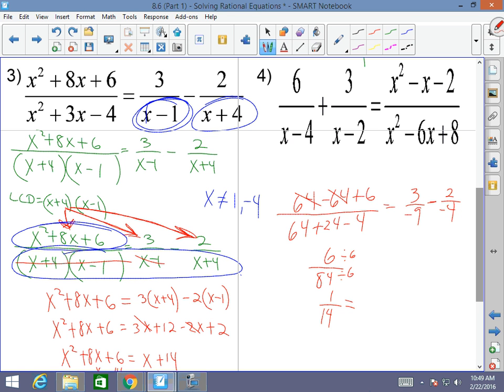I've got negative 3/9, which is negative 1/3. And that's a negative 4 down here, right? So plus 1/2. Come again?